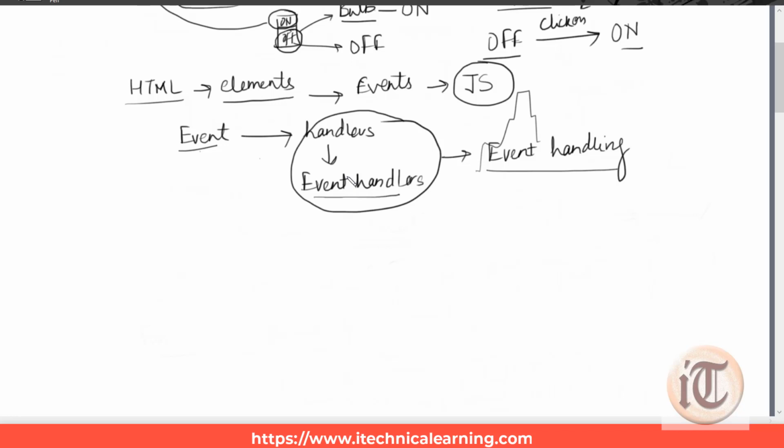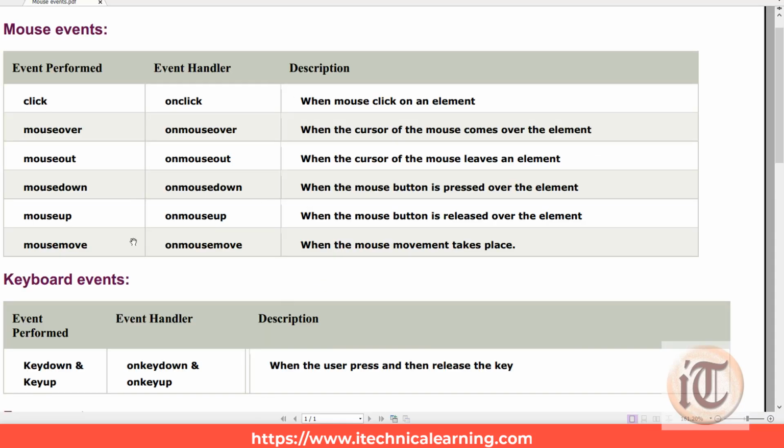Now let us take a look at the basic events and their event handlers that are available in JavaScript. These are some events related to various devices. If we talk about the mouse, these are the events that can be performed by the mouse: click, mouse over, mouse out, mouse down, mouse up, mouse move. If we look at the click event, you can see its event handler is named onClick. What is the meaning of this onClick?